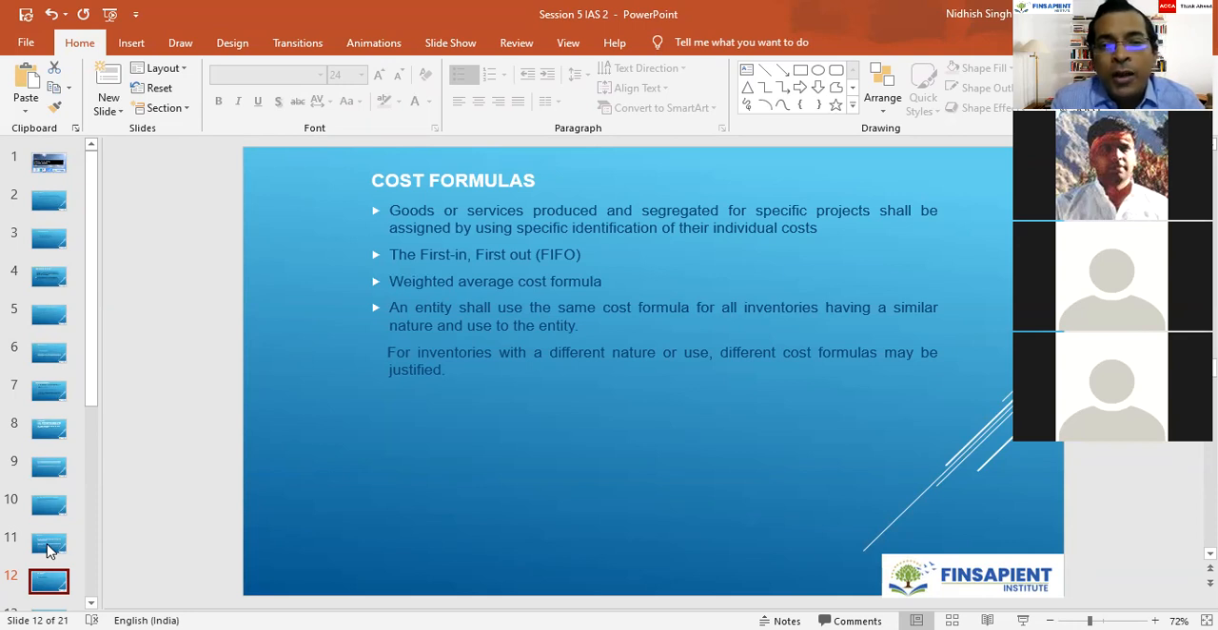Weighted average cost formula, as the name suggests, we take the average cost for the entire duration, and whatever units were sold, we consider that as the cost of goods sold, COGS. Entities shall use the same cost formula for all inventories with a similar nature. We have already discussed why it is important to use a similar costing method.